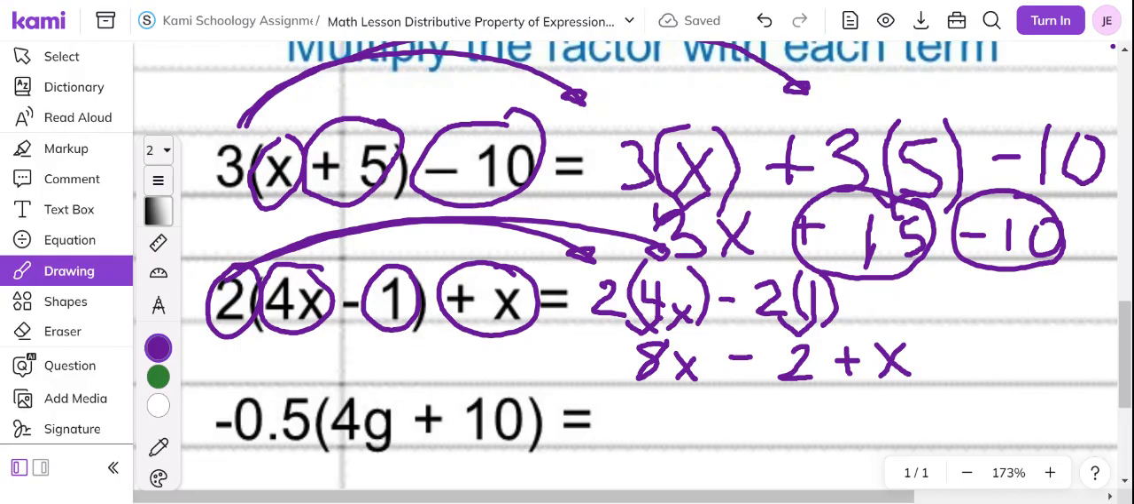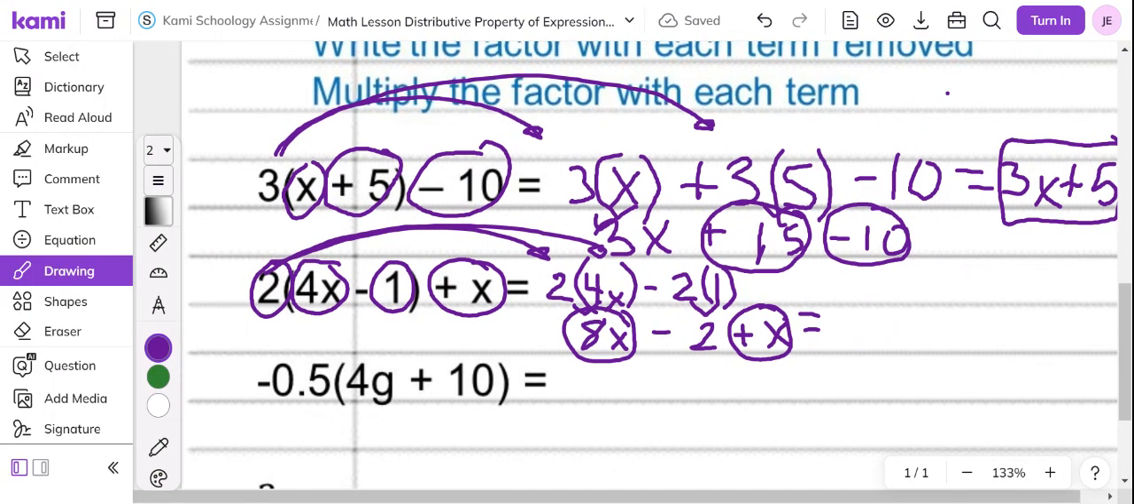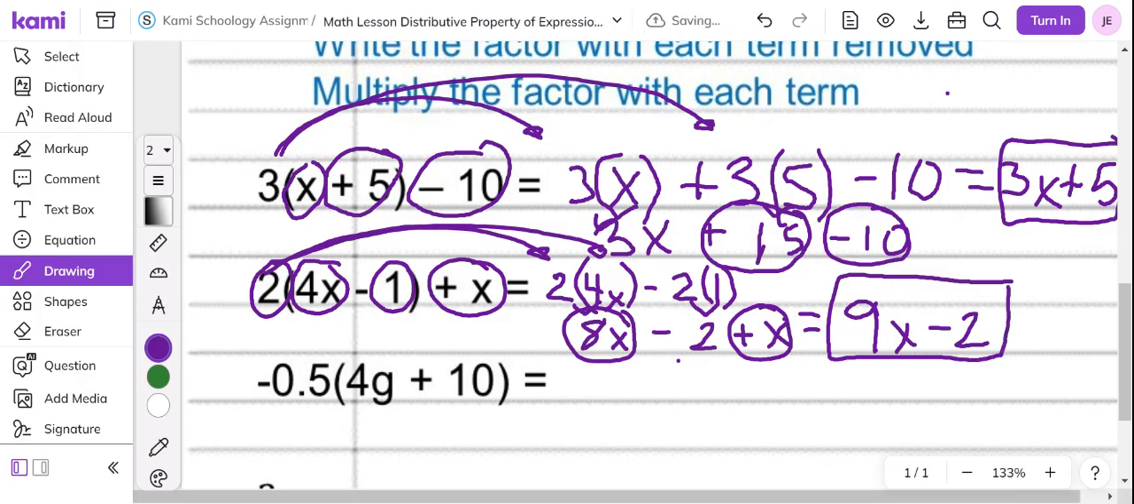So now we double check to see if there's like terms, and there are like terms. So 8x plus x will give us 9x, and then negative 2 or subtract 2 is all by itself. It's just a number by itself. So now we simplify the expression after we distributed the factor.